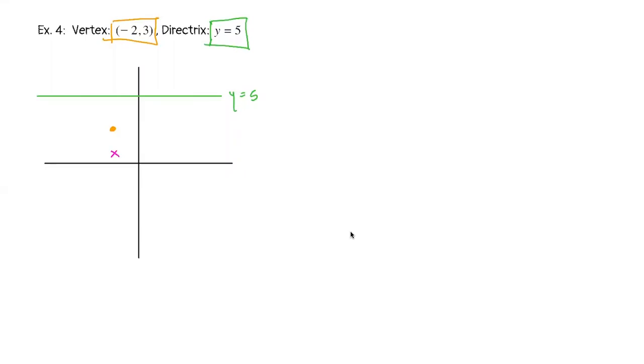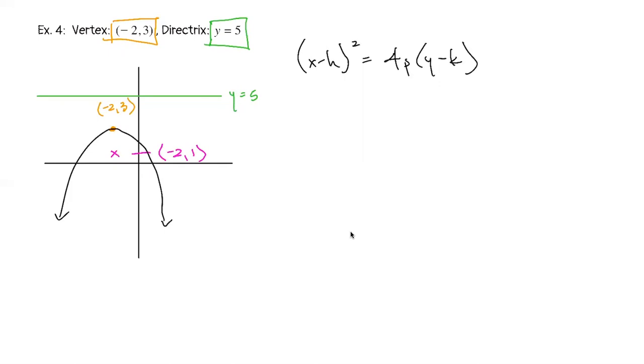And since I know that this orange vertex has a coordinate of -2, 3, then I know that my focus has a coordinate of -2, 1. And I can sketch in the rest of it if I want to, but I have all the information I need here, okay? It's a parabola that opens down, so I know I need x minus h squared equals 4p times y minus k. And I know my coordinate for the x value of the vertex is -2. So x minus -2 squared equals, p is not 2, but it is... No. What is the p value?